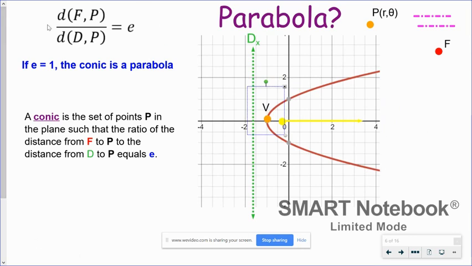What does my definition say? It says the distance from the focus to that point, which in this case is that vertex. I'm going to show you guys right now by grabbing this line. There's the distance from this point to that point.